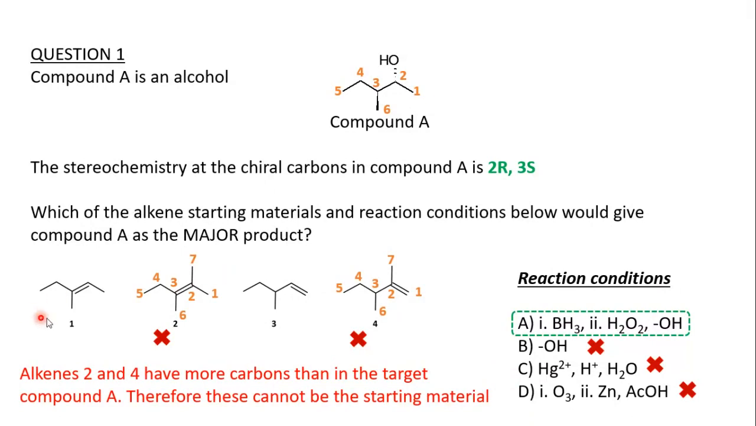So comparing 1 and 3, remember borane does anti-Markovnikov addition. Out of 1 and 3, look carefully, which one do you think is going to give us A by anti-Markovnikov addition? 1. Why do you say 1?